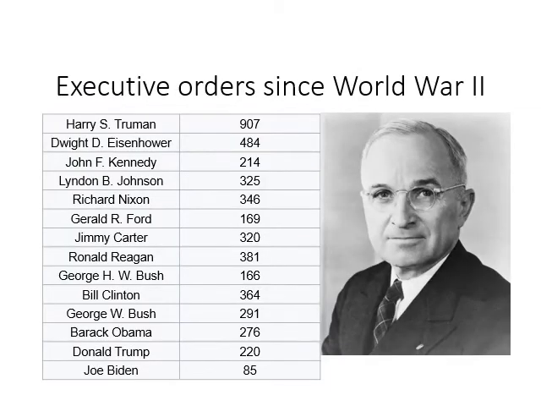Since World War II, my stats here are a little out of date. Biden has issued more than 85 by now. I don't know exactly how many more, but a little bit more than 85. But Harry Truman, 907. That's from 1945 to 1953, when he left office. So over about an 8-year period, he issued 907 executive orders, and that makes him the leader after World War II.